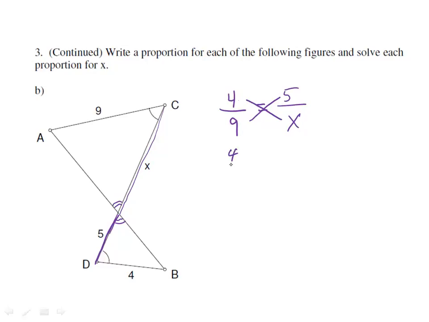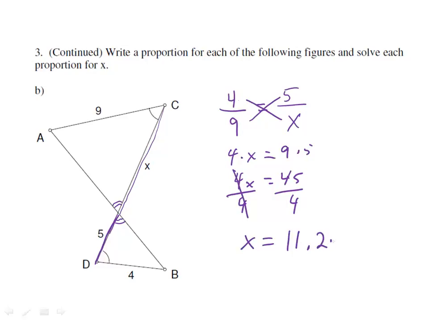Alright, so now it's just a matter of solving this proportion. So we have 4 times x equals 9 times 5, which is 4x equals 45. Dividing by 4, we get x equals 11.25. And that's that one. So here we had similar triangles and we figured it out that way.